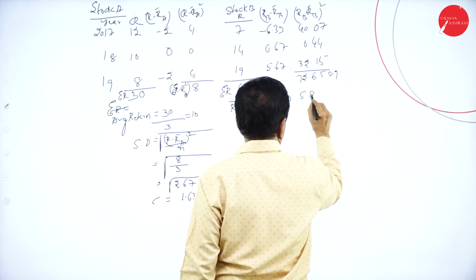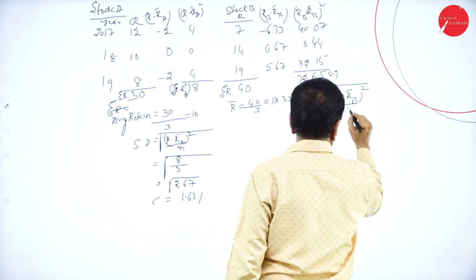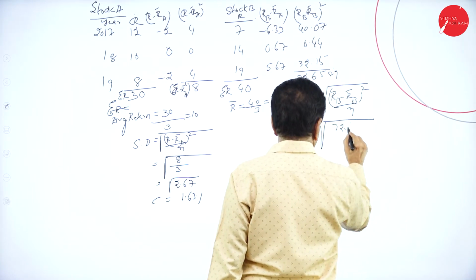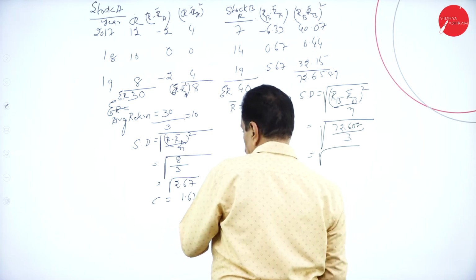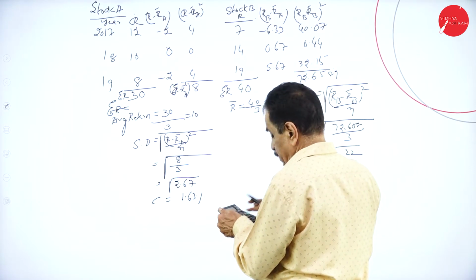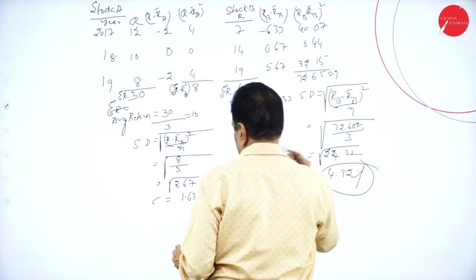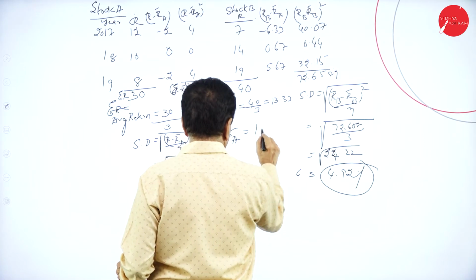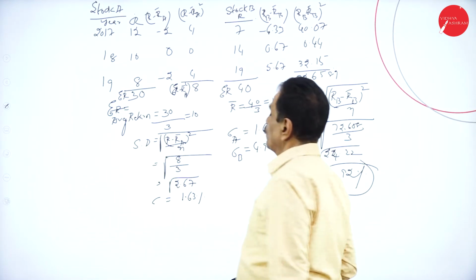Standard deviation is equal to root of sigma R minus R mean B whole square divided by N. This is root of 72.6589 divided by 3, root of 24.22. Standard deviation is equal to 4.92 percent. Here standard deviation of A is equal to 1.63. Standard deviation of B is equal to 4.92. So that is what we got.